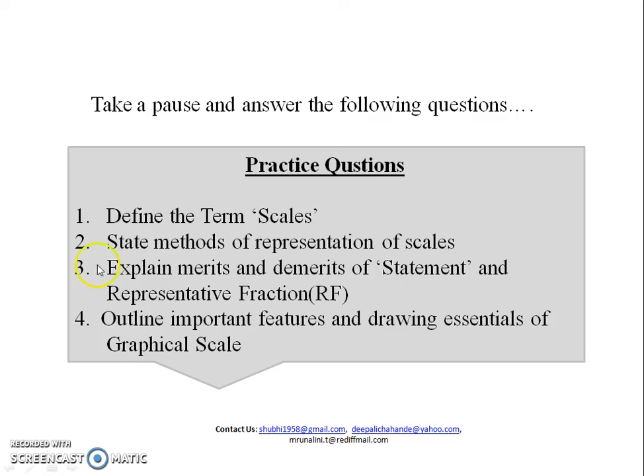Now, take some time and answer the following practice questions. Define the term scale. State methods of representation of scales. Explain merits and demerits of statement and RF. Outline important features and drawing essentials of graphical scale.